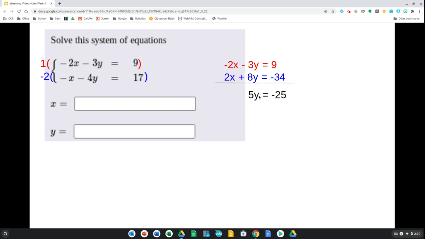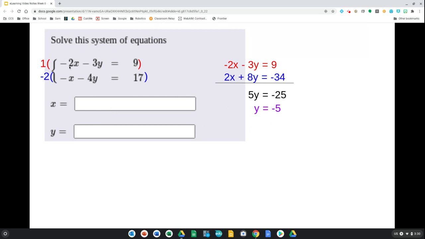All right, so when we combine these two equations together, we end up with 5y equals negative 25. That's a fairly easy equation to solve. What do you get for y? Well, you divide both sides by 5, you get y equals -5. Now remember, that's only part of our answer. That's what goes in the bottom box. We still got to figure out what to put in the top box up here for x.